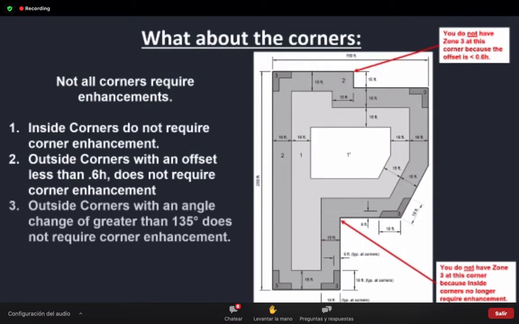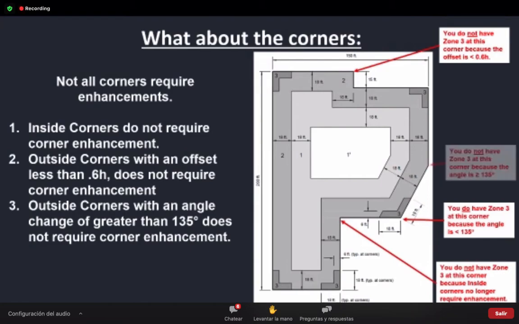The next one is the angle. Anything greater than 135 degrees does not require corner enhancement. Let's give 2 examples. As you can see, this one is not your typical 90 degrees, but it's still less than 135 degrees, so we will need to have zone 3 there. But if you look right above it, there's another one. This one is greater than 135 degrees, so therefore no zone 3 enhancements. So a lot of crazy stuff.